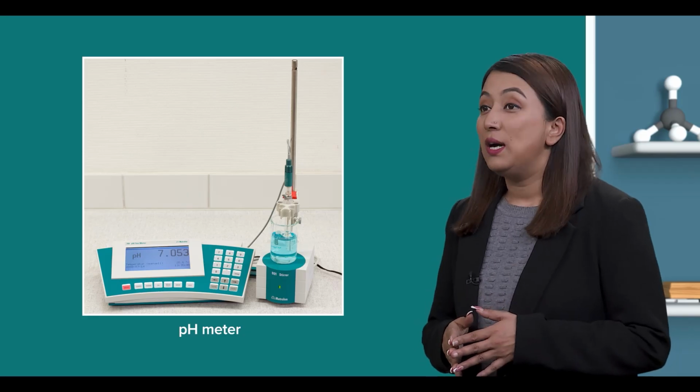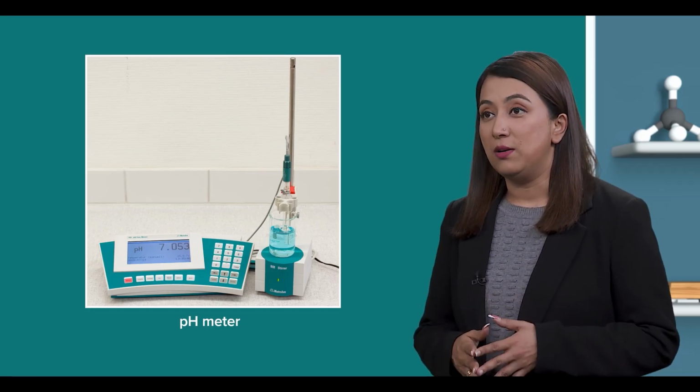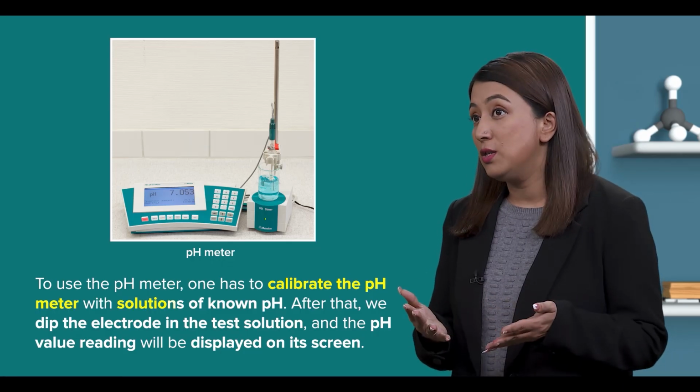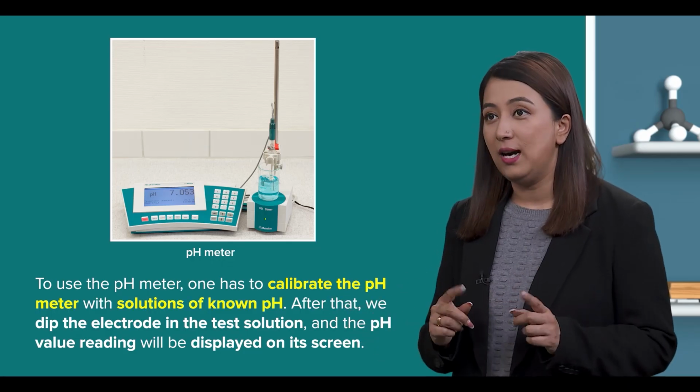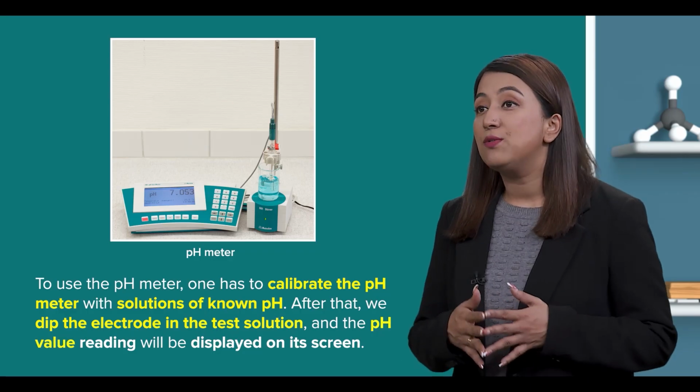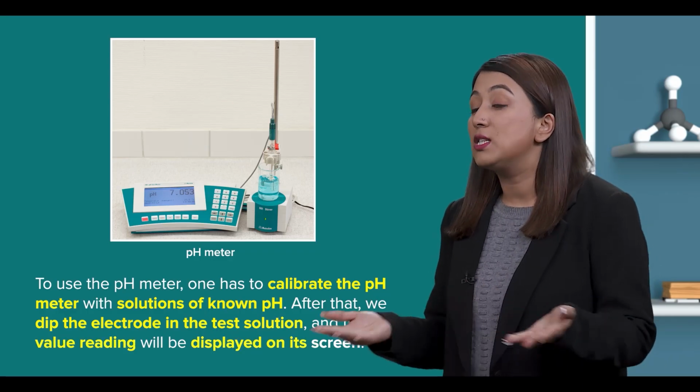Anyway, it's quite simple to measure with the pH meter. All you have to do is to calibrate the pH meter with solutions of known pH. After that, we dip the electrode in the test solution and the pH value reading will be displayed on its screen.